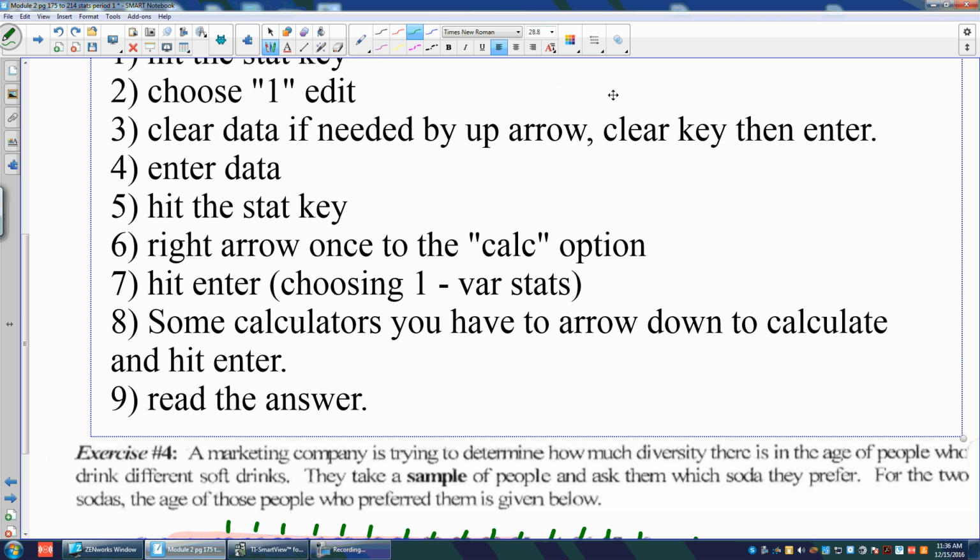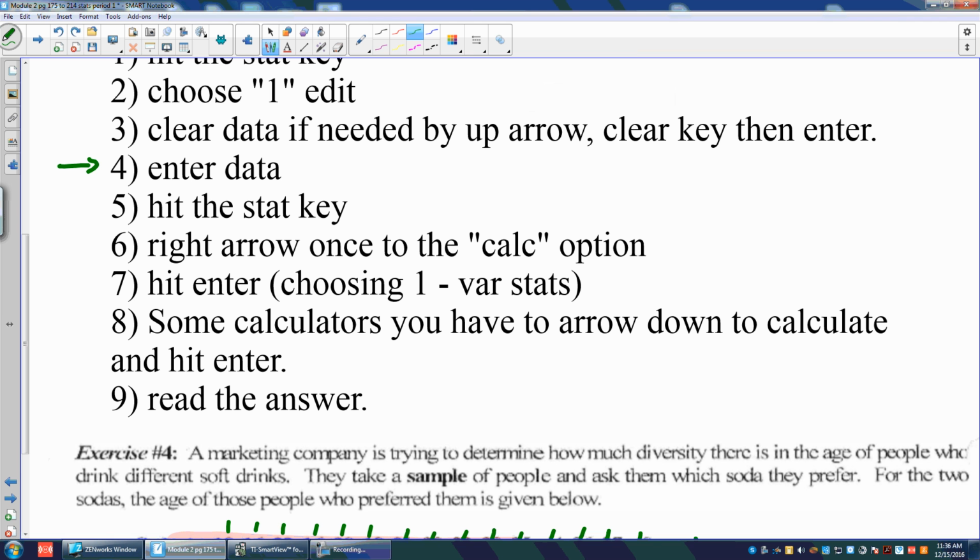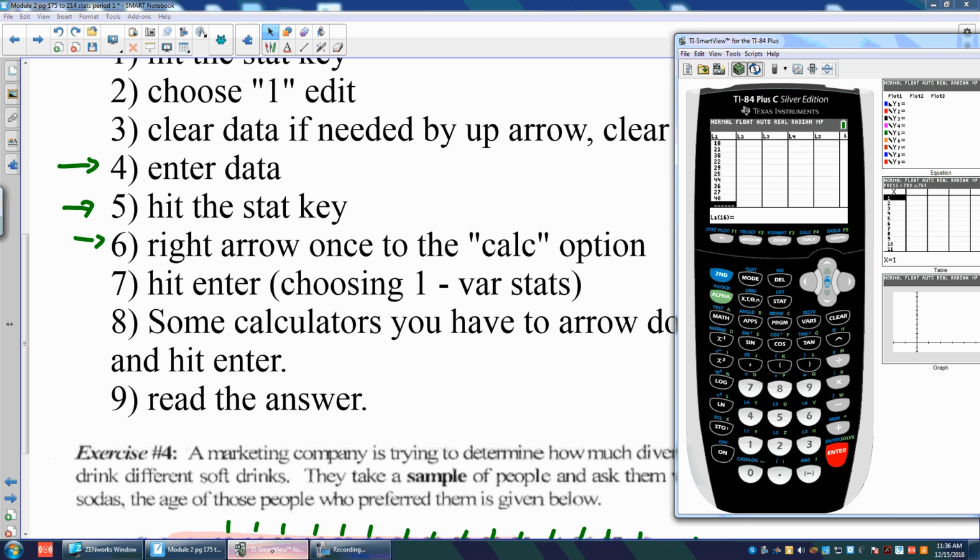So here I am. I entered all the data. Then I hit the stat key again, and right arrow once to the word calc. So I hit the stat key, I right arrow once to the calc, and then it says hit enter, which is choice 1, var stats. That's 1 variable statistics. So I just hit enter.